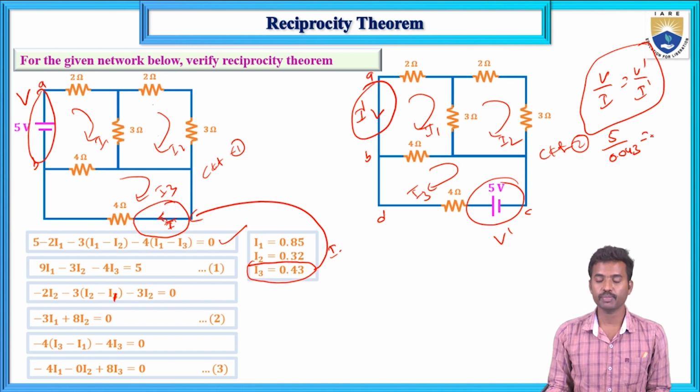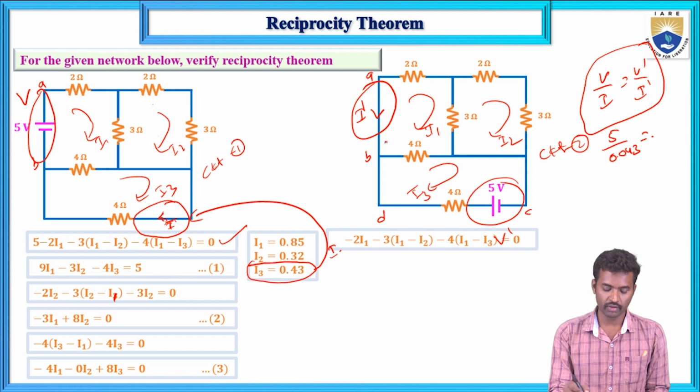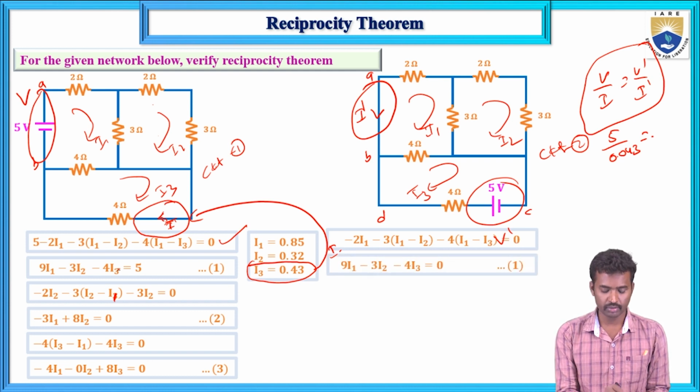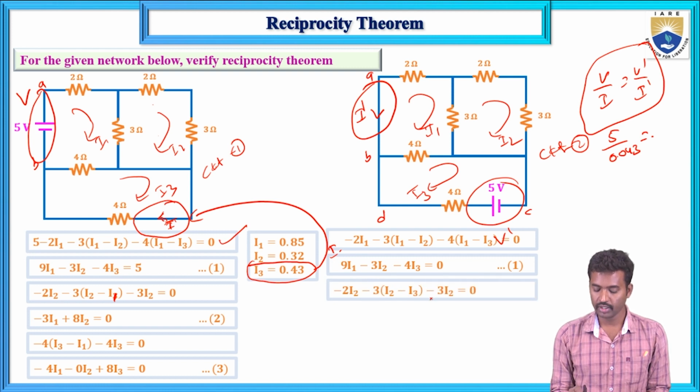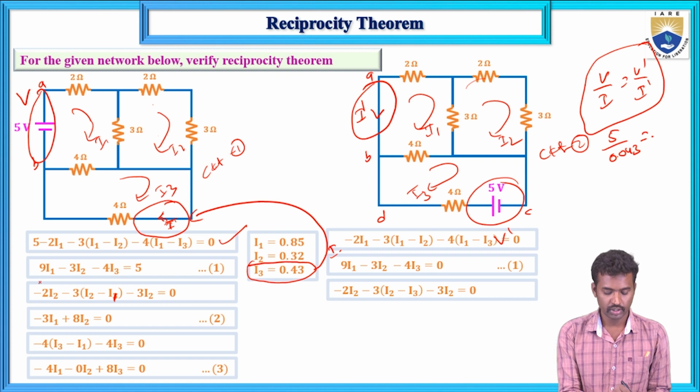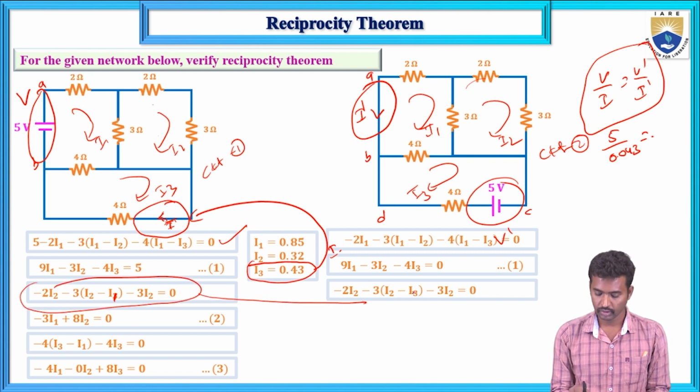Now calculate the response current for circuit 2. In circuit 2, I dash is the response current. If you calculate I1, I2 and I3, I1 is the response current, which is on the opposite side. So minus 2 I1, same thing, but there is no voltage source. Minus 2 I1, minus 3 I1 minus I2 and minus 4 I1 minus I3 equals 0. The simplified equation is the same, but there is no 5. 9 I1 minus 3 I2 minus 4 I3, this one is the same, but this should be I1.